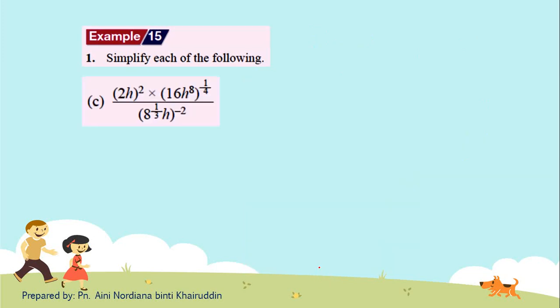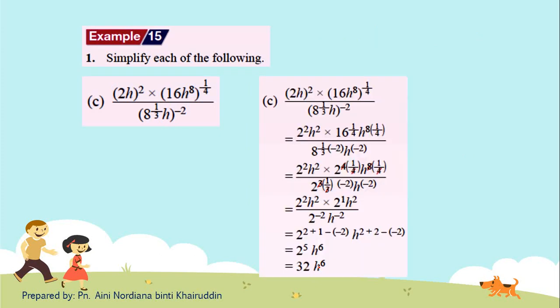So next, for C. First, you have to take out 2 square h square. So 2 square h square. This one, 16 to the power of 1 over 4. h to the power of 8 times 1 over 4, divided by 8 to the power of 1 over 3 times negative 2. h to the power of 1 times negative 2 is negative 2. This one remains unchanged.